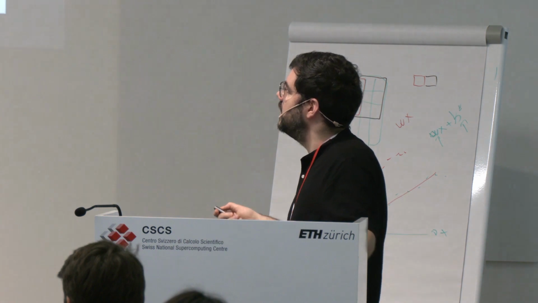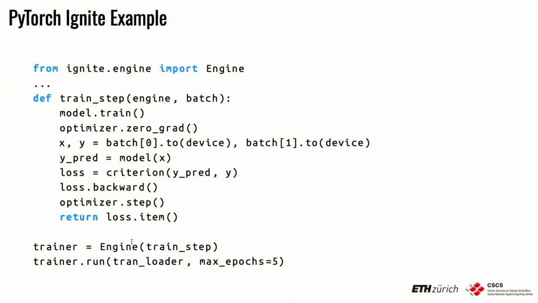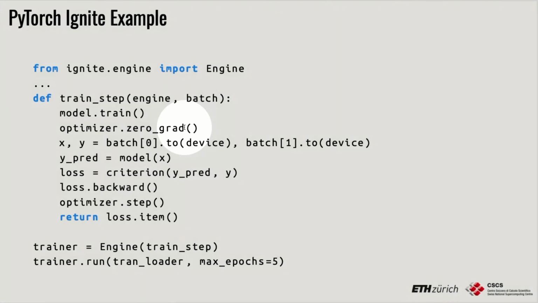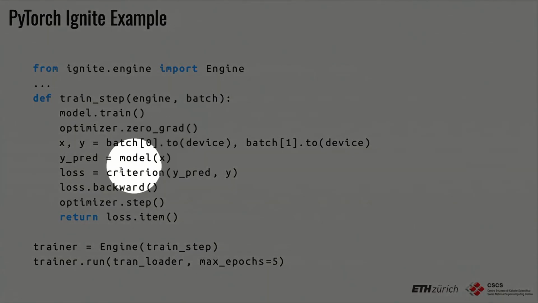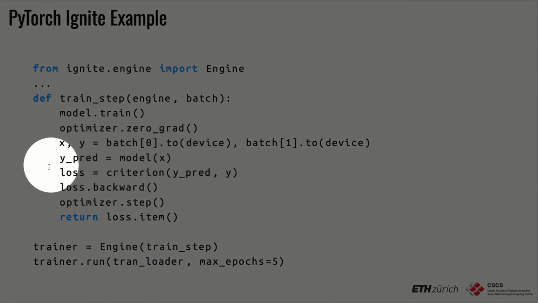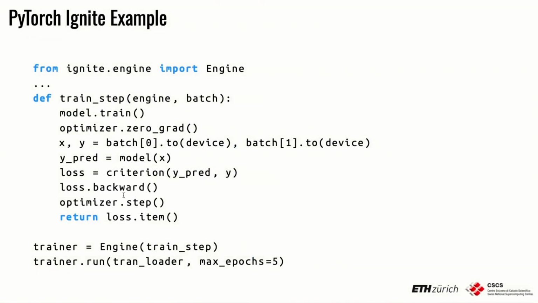So for example, this is the default training step that is used, and you can recognize it really quickly. You put the model in training mode, zero the gradients. So these are the first two things that you should remember to do, otherwise things go wrong. Get the input and the labels, compute the prediction, compute the loss function, backward pass, optimizer step. And then, in this case, you return the loss so that PyTorch Ignite can interact with it.